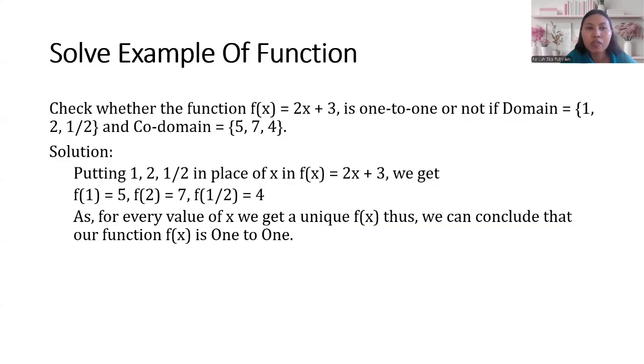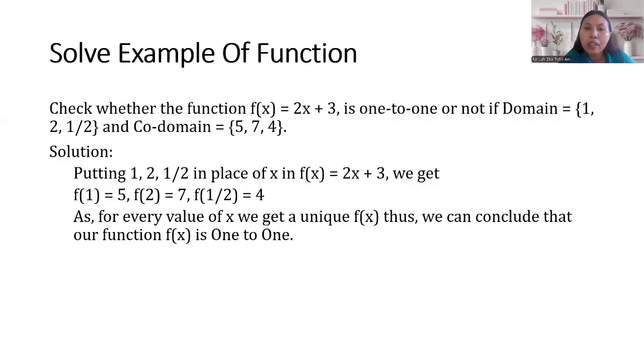Then I have a solved example of function. Okay, check whether the function f of x equals 2 times x plus 3 is one-to-one or not. If the domain is the set of 1, 2, and 1 over 2, and the codomain is the set of 5, 7, and 4. Okay, and I have the solution.